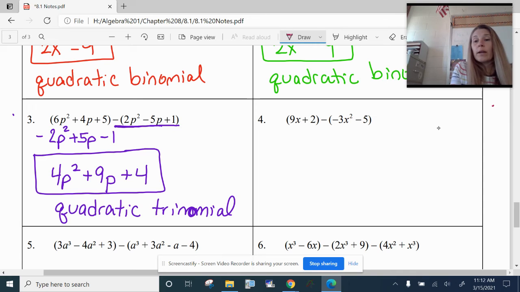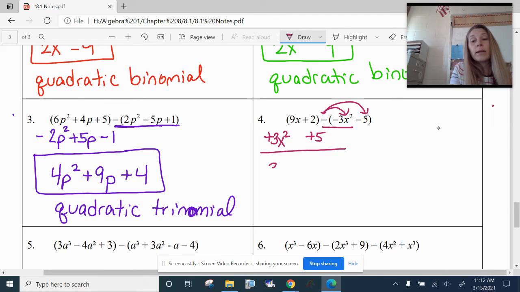Okay, next one here. Now I have 9x plus 2, which is in standard form currently. I'm going to subtract a negative. So this can become a plus 3x squared. And when I go to line it up over here, I don't have a like term. So I'm going to actually put it over here to the left since it would come before the 9x. Then I'm subtracting a negative 5, which is going to make that a positive 5. So the 3x squared doesn't have anything to combine to. The 9x doesn't have anything to combine to. And the 2 and the 5 can add up to 7.